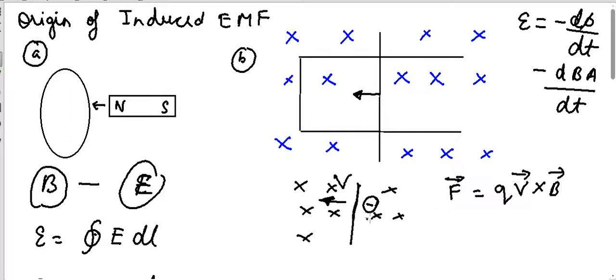So these electrons will start to experience a force due to their motion, because they are moving in a magnetic field. They will experience a force equal to Q V cross B, and they will start moving towards one end of the conductor.